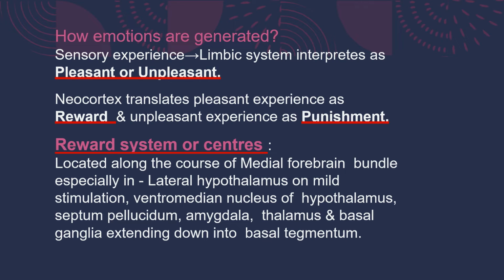So how are these emotions generated? Depending on the sensory experience, the limbic system interprets it as a pleasant or unpleasant experience. The neocortex translates a pleasant experience as reward and an unpleasant experience as punishment. The reward system or center is located along the course of the median forebrain bundle, especially in the lateral hypothalamus on mild stimulation, and also the ventromedian nucleus of the hypothalamus, septum pellucidum, amygdala, thalamus and basal ganglia, extending down into the basal tegmentum. So all this is the course of the reward center. Nucleus accumbens is the major reward center, in which dopamine is the major neurotransmitter.